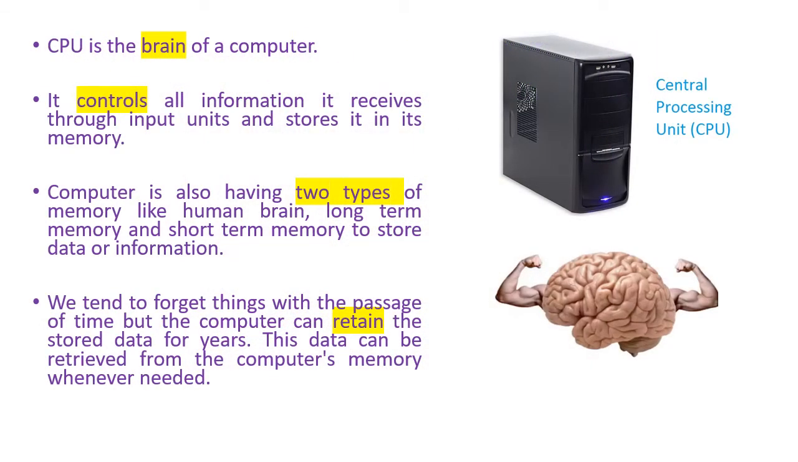Central Processing Unit or CPU is considered the brain of a computer. It controls all the information which it accepts from the input devices. It also stores this information in its memory. A computer also has two types of memory like human beings. One is long-term memory, another is short-term memory, which is used to store data or information.